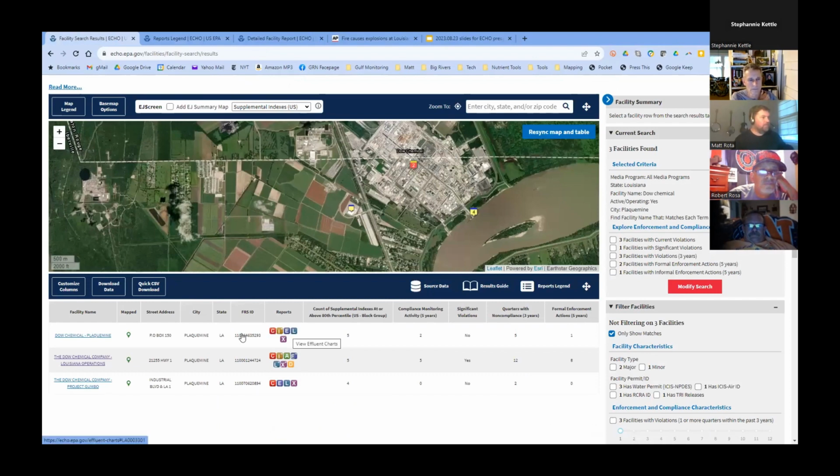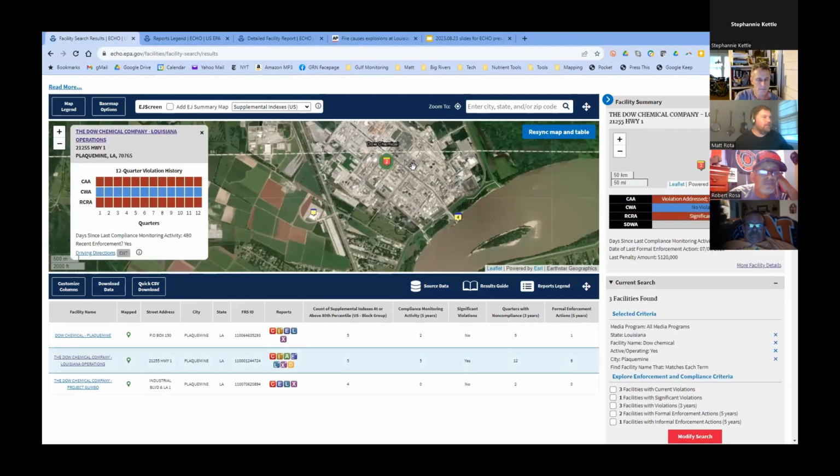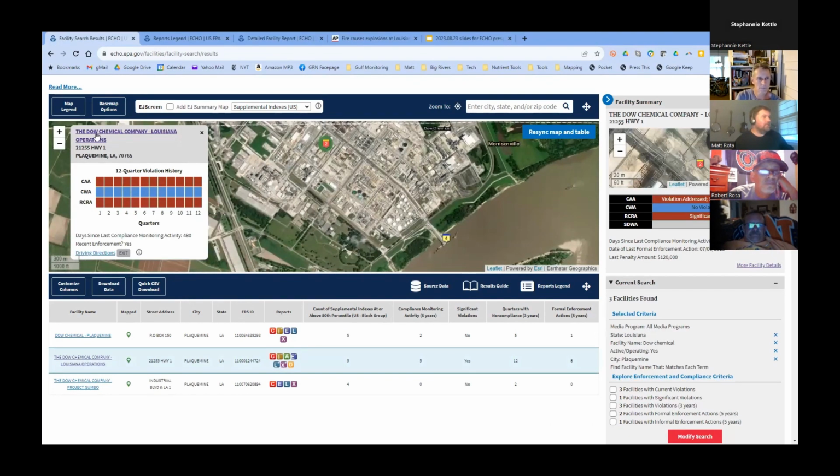And I'm probably going to look at each one of these, but this one, the red, jumps out because that means there's been a large amount of violations. So I'm going to click on that one and see which one that is. So that looks like that's the Dow Chemical Company. And so it's this middle one here, and you can see it was already purple because I had clicked on it before.